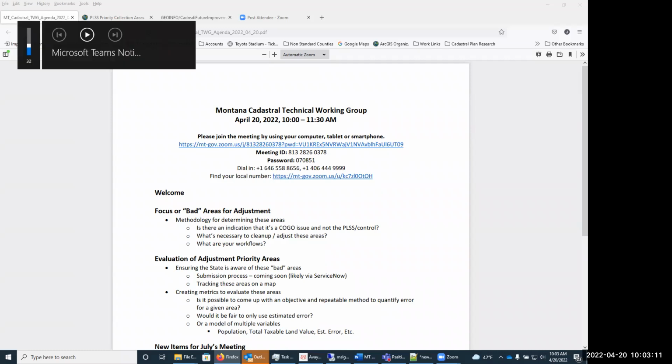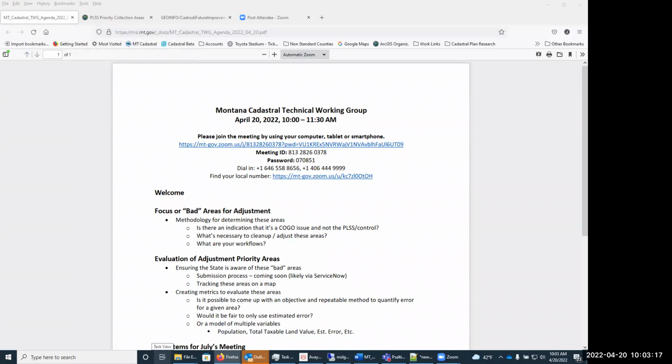Hey, everybody. It's Mike Snook, Missoula County. As far as looking for the bad areas of adjustment, we have a day-to-day parcel fabric that we use and edit just to get our daily use parcels out there. The accuracy is pretty bad in some areas, but pretty good in some areas. But we're using it until we finish our new one.